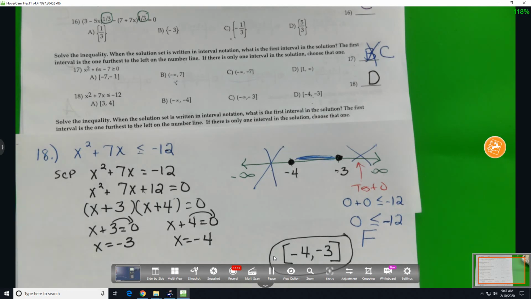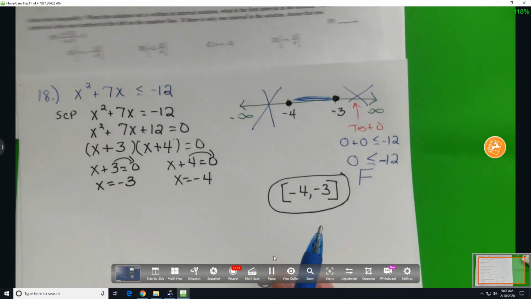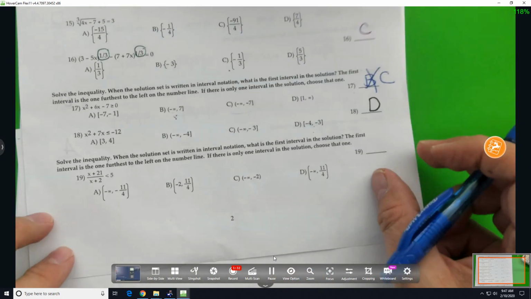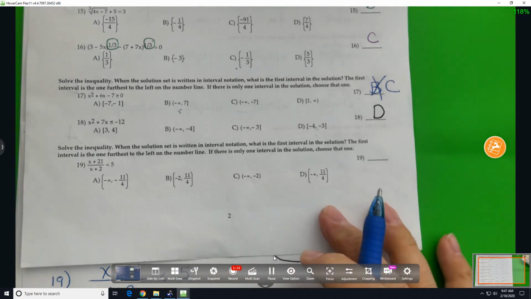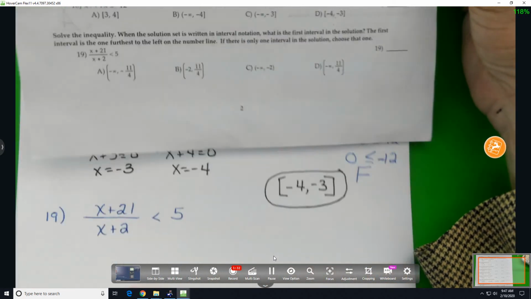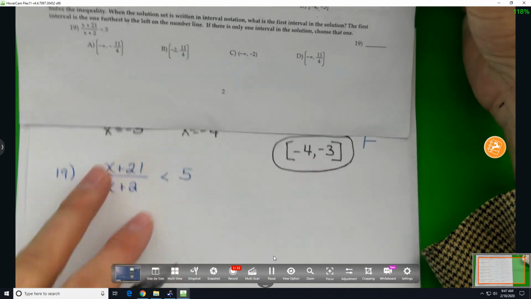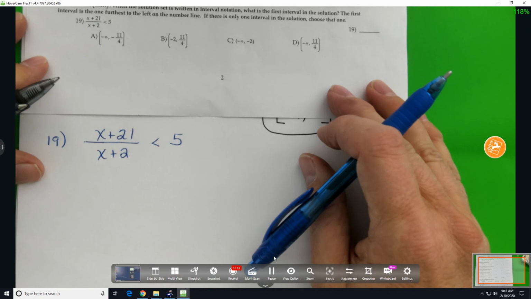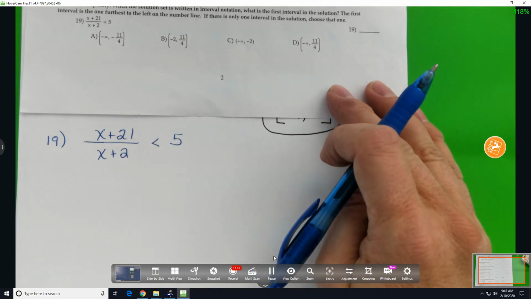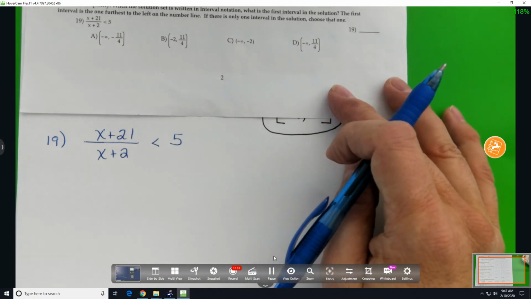Problem number 19. Let me write down number 19. What's different about 19? Well, it has a fraction. So we're going to have to do a little denominator cut point also here. It's problem number 19. x plus 21 over x plus 2 is less than 5.